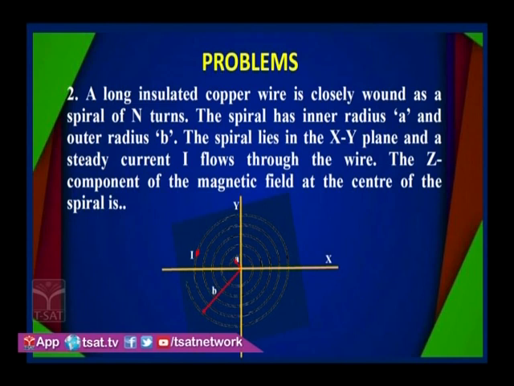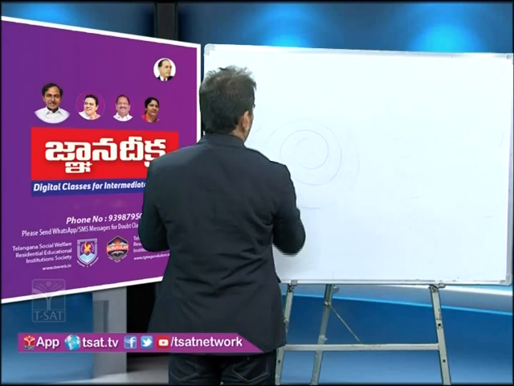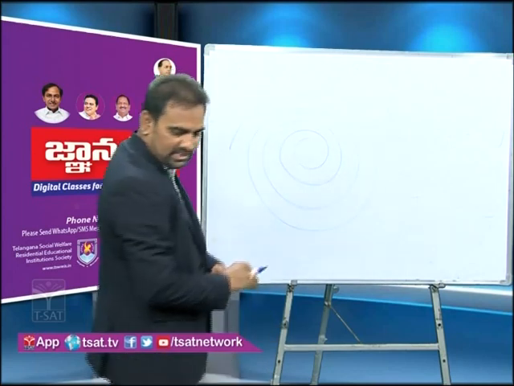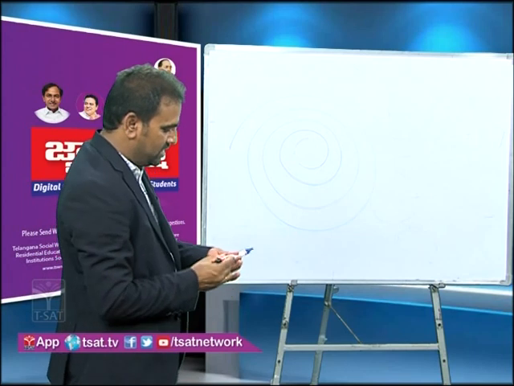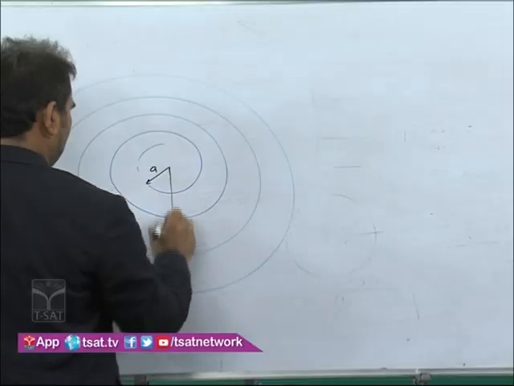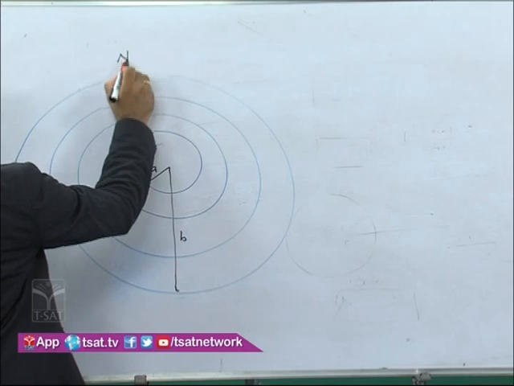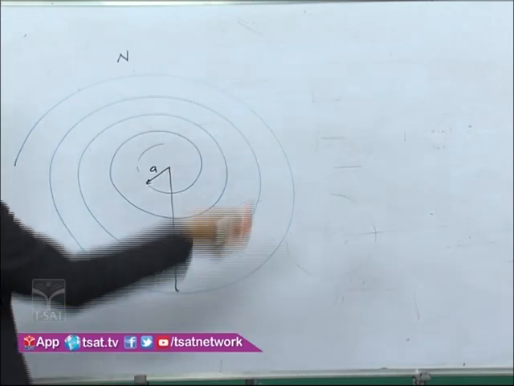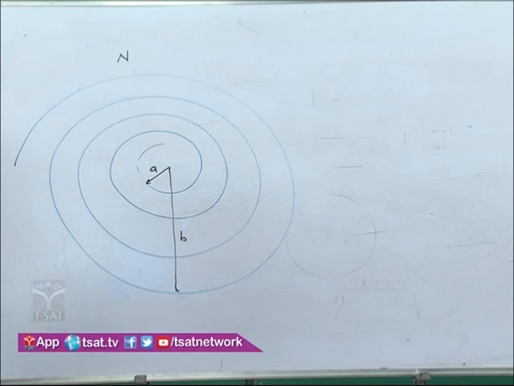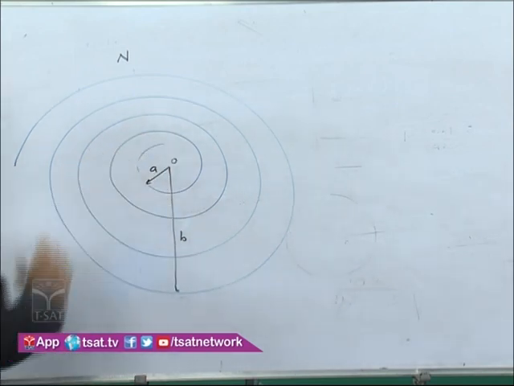So, what was given here? One spiral was given like this, which has inner radius small a and outer radius small b. The number of turns is n. The current is flowing as I showed in the figure. We have to calculate the magnetic field induction at center O due to this spiral.